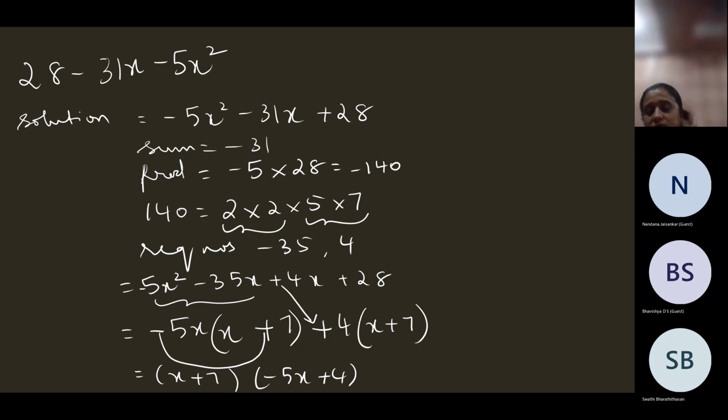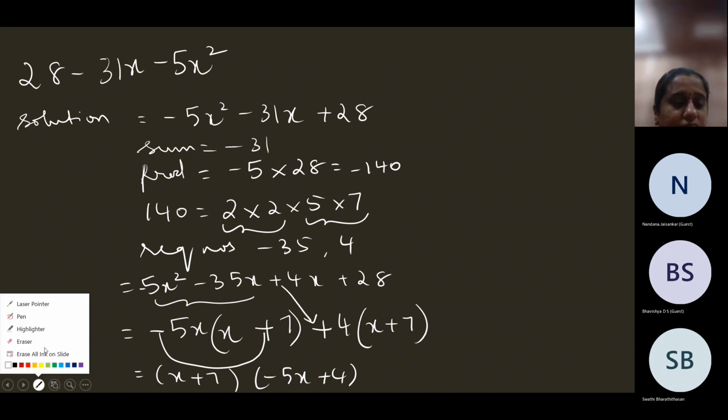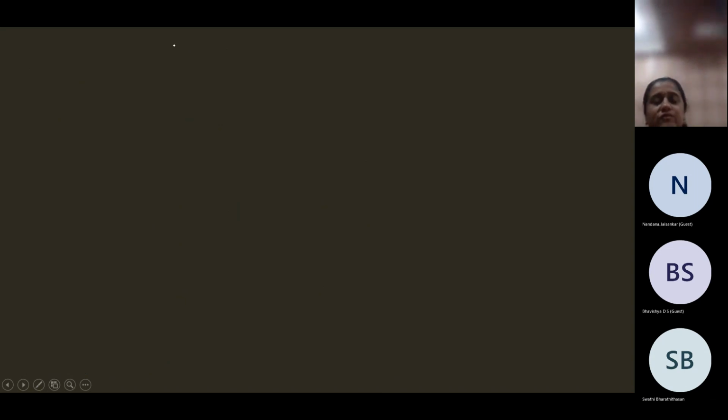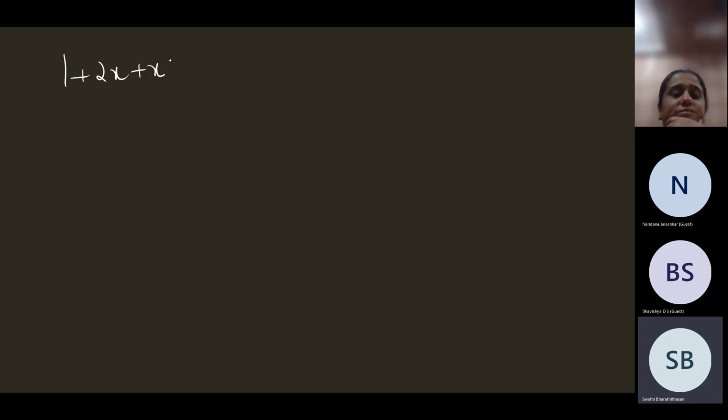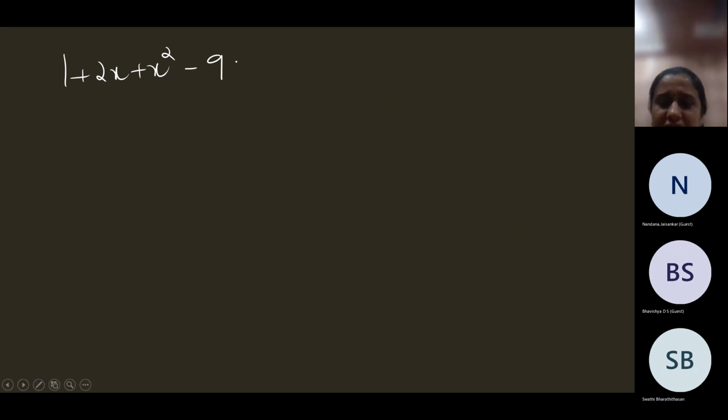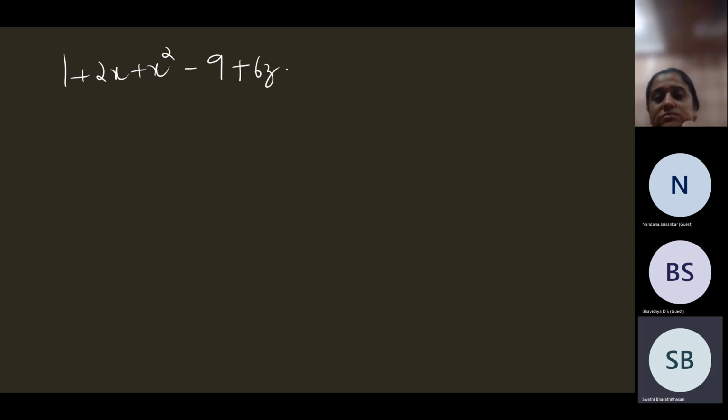Done, all of you? Done, ma'am. I'll clear the slide. Okay. Tell me the fifth question, children. Ma'am, 1 plus 2x plus x square minus 9 plus 6z minus z square.